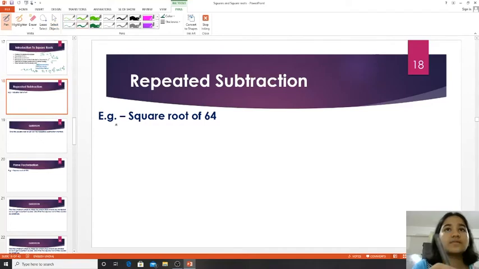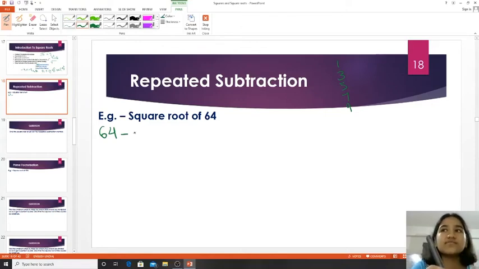We can go with repeated subtraction for the square root of 64. Let's see how it goes. From 64, we have to subtract the odd numbers, right? Starting from 1, the consecutive odd numbers. They are 1, 3, 5, 7, 9 and so on. And we have to continue till the answer is 0.